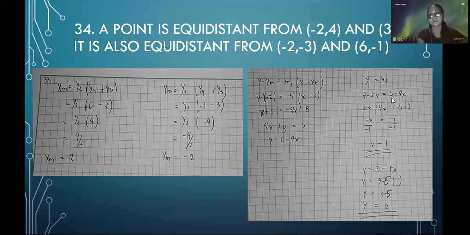Then also here, y equals 7 minus 5x. Substitute the value of x, which is positive 1. So y is equal to 7 minus 5. So 7 minus 5 is equal to positive 2. So the value of y is positive 2. So the point is at positive 1 and positive 2.